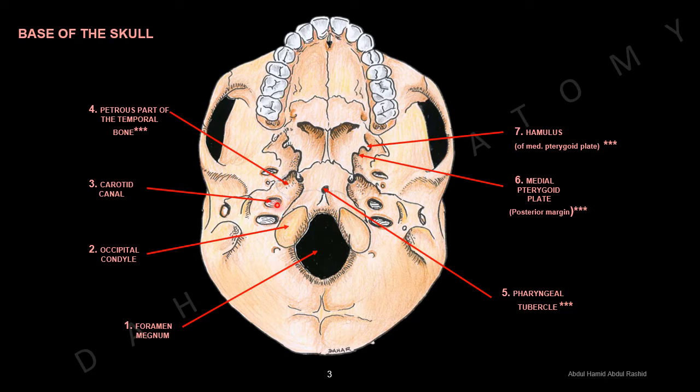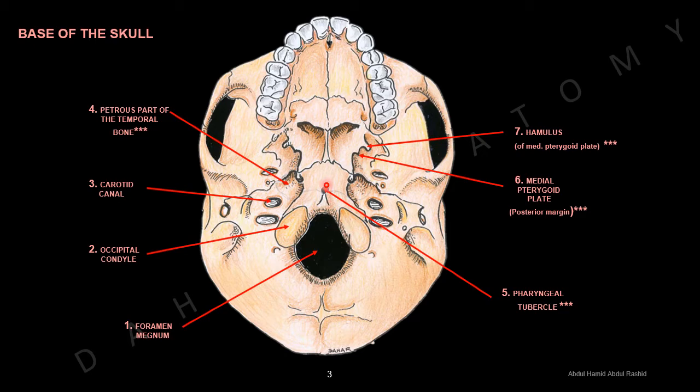Anterior and slightly lateral to it is the carotid canal. More anterior and slightly medial is the petrous part of the temporal bone. The temporal bone consists of many parts. This is called the petrous part of the temporal bone, number 4. Number 5, a little tubercle right anterior to the foramen magnum, is called the pharyngeal tubercle.